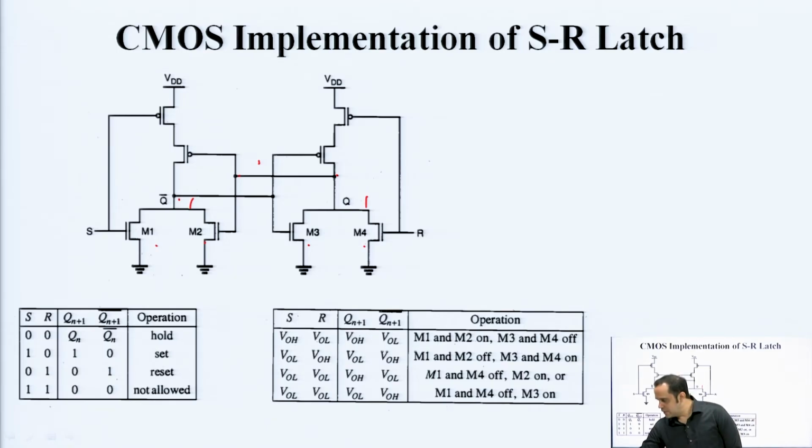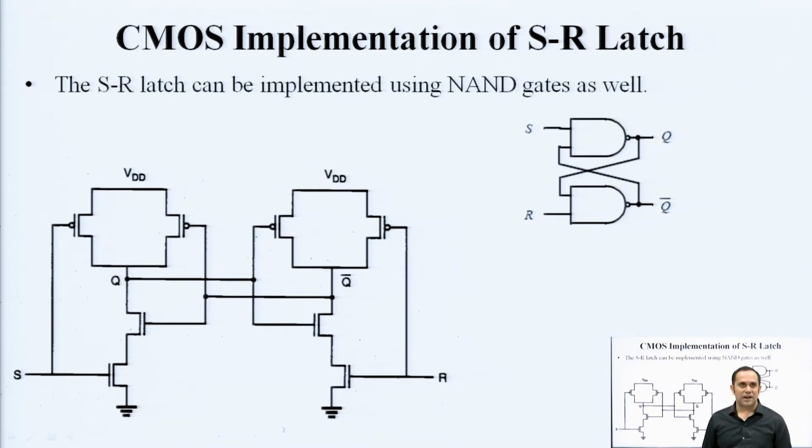Till now, this is just a simple latch. You can do the same implementation of the SR latch using NAND gates. Instead of cross coupling NOR gates, you can use NAND gates also. The circuit remains the same, the working remains the same. The only difference is that a NAND gate SR latch responds to active low inputs and a NOR gate SR latch responds to active high inputs.